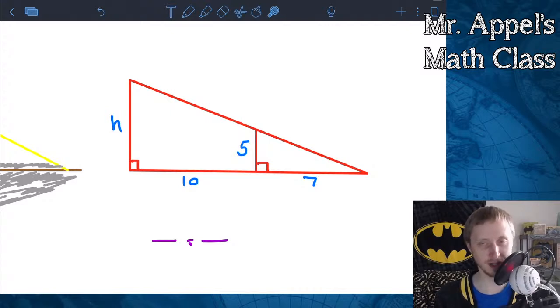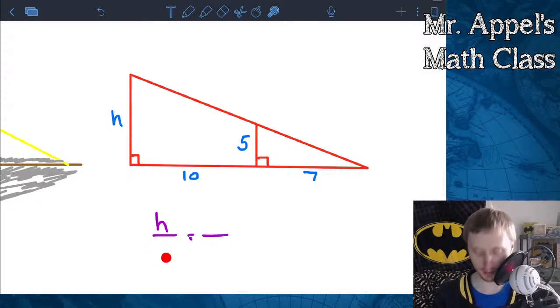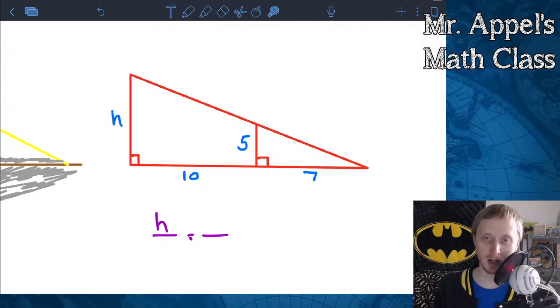Guys, what am I trying to solve for here? H. There you go. Thank you. And H is the short side of the large triangle. So what do we want to set H over top of? We can either set it with the corresponding side of the small triangle or with the other long-sided triangle. Up to you. What number would you like to put beneath H?